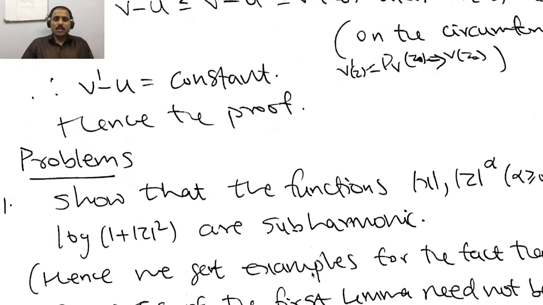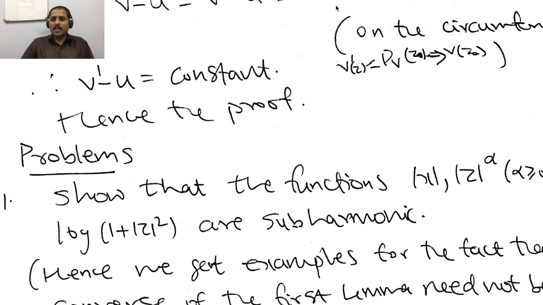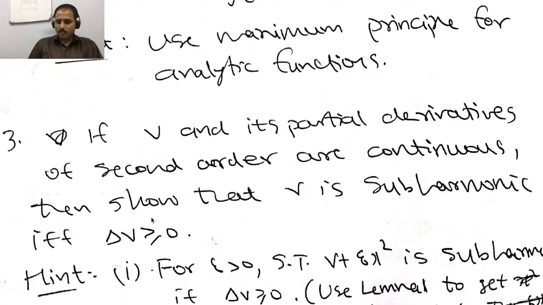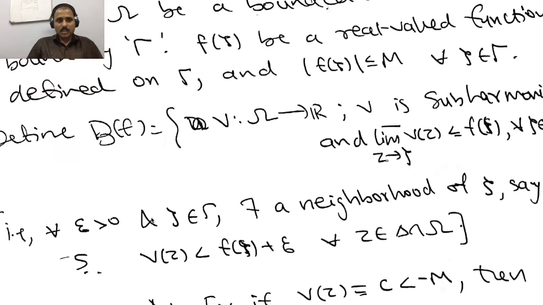Therefore you can apply this inequality, V minus U less than or equal to V prime minus U. This inequality will tell you that V prime minus U is a constant, and hence the proof. Now, I will discuss some problems here later.